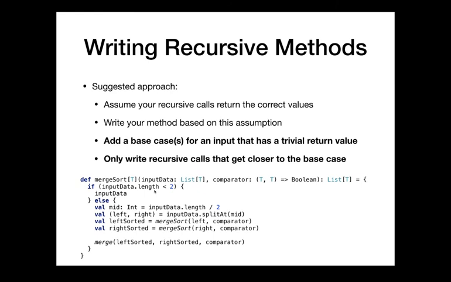We get a length of size n. We're going to make 2 recursive calls of size n over 2. If we do this enough times, we're going to eventually reach our base case. And it's very important with recursion, we have to reach our base case.